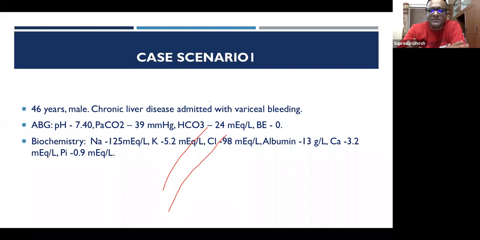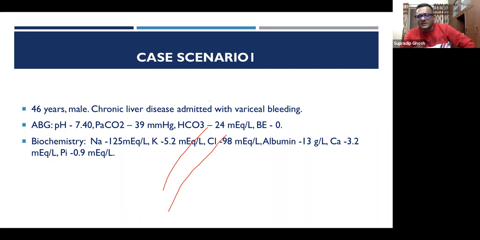Look at the phosphate. Phosphate is 0.9. Again, it is low. It produces metabolic alkalosis. So we have multiple disorders. Low sodium leading to metabolic acidosis, low albumin and low phosphate leading to metabolic alkalosis. These are actually counterbalancing each other and producing an apparently normal acid-base values. So this is how the Stewart is going to help.